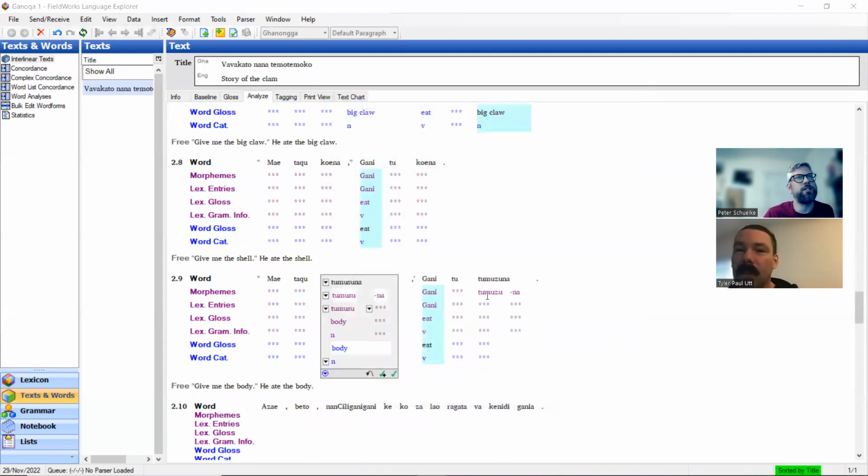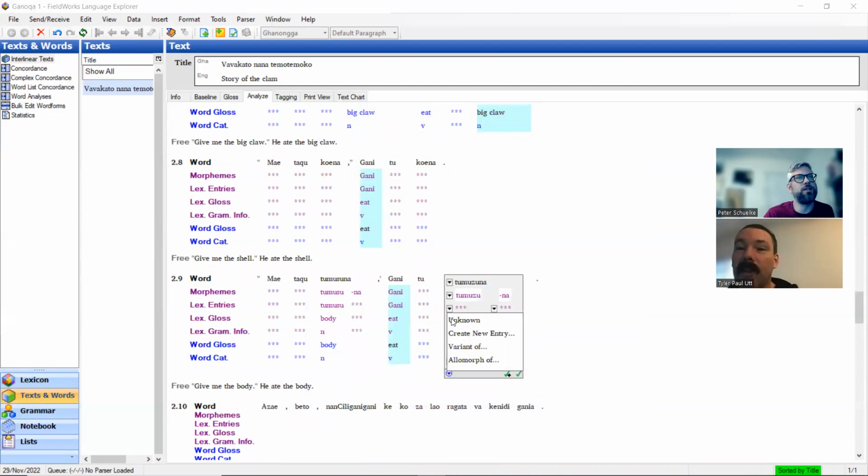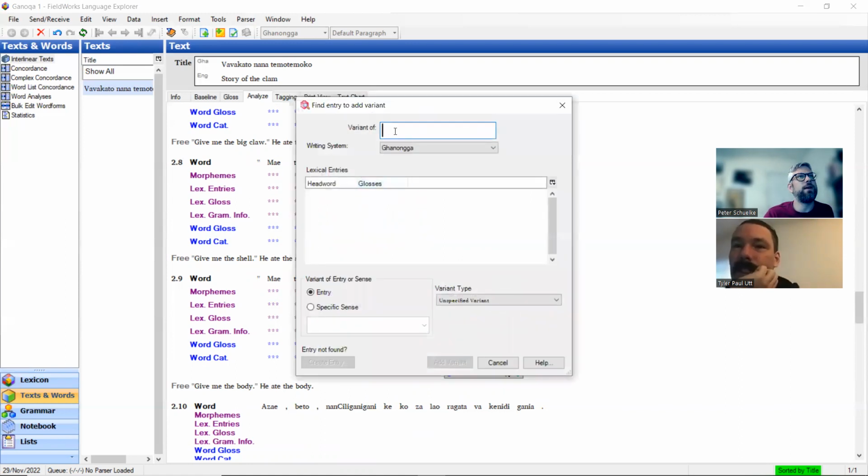And this will give us a chance to show how you make the variant. I'm going to call this a variant rather than an allomorph. Yeah, I like that. If we decide that it's conditioned by something like object status or whatever, then we would propose it's an allomorph. Variant of.